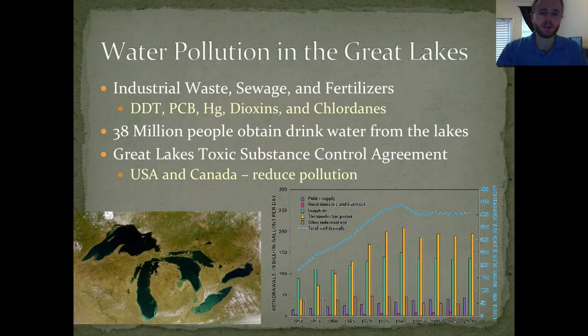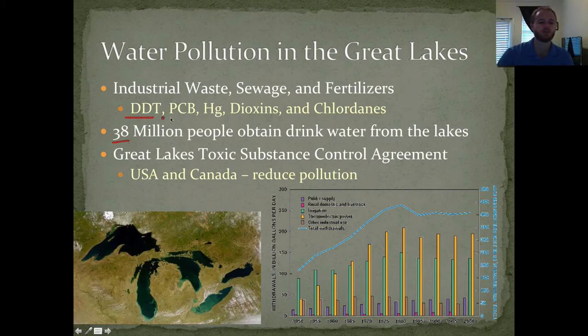Water pollution in the Great Lakes, if we look at an example, back in the day, there was a problem with water pollution in the Great Lakes. 38 million people get fresh water from the lakes. And there was a huge problem with an increase in rural domestication, livestock, and irrigation, which you see here with this graph.